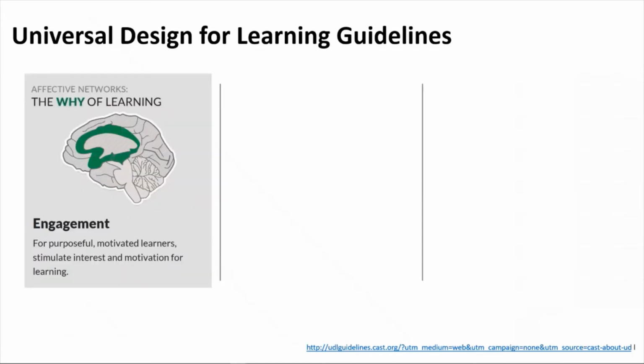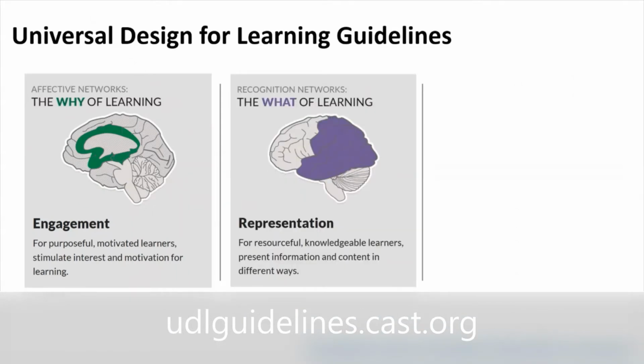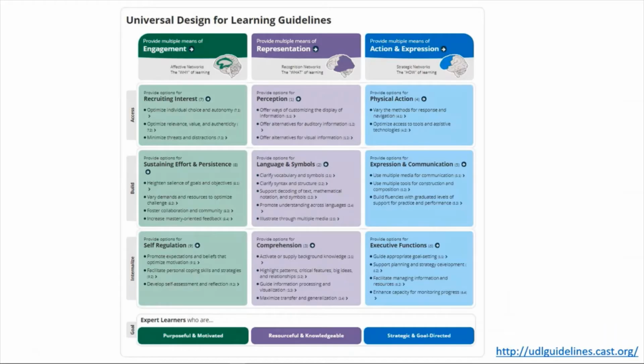All right, so the UDL framework is about the why of learning, that is engagement, and it's also about the what of learning, the representation. And then finally, it's about the how of learning, that is action and expression. And what CAST have done with the Universal Design for Learning guidelines is show a whole list of things we should consider when building out our lessons, engagements and assessments, to make sure that we're hitting as many students as we possibly can.